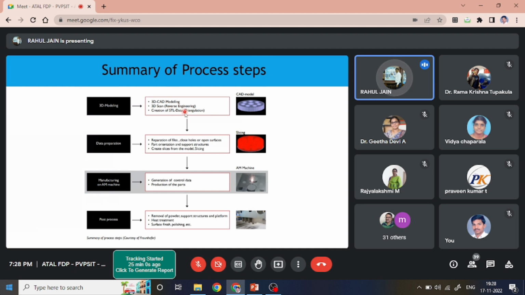Once you are able to export this particular thing into the STL file, then what we need to do is the data preparation. And what is required in the data preparation? In data preparation, you need to prepare a file where you define various surfaces, like where is the open surface, where is the closed surface, where is the hole, where is no hole. Then you also need to do the slicing.